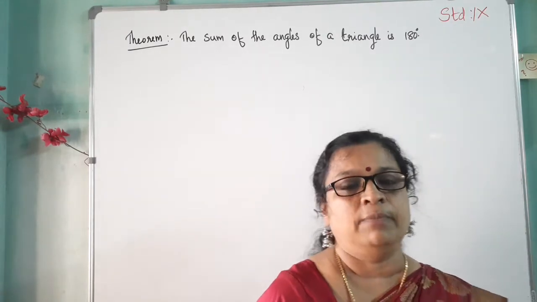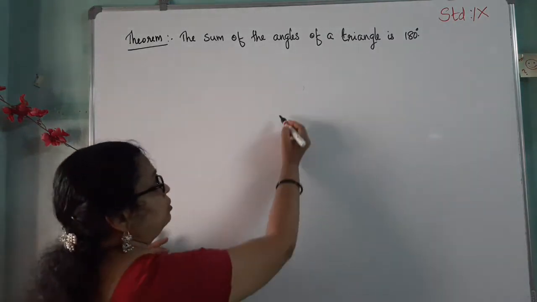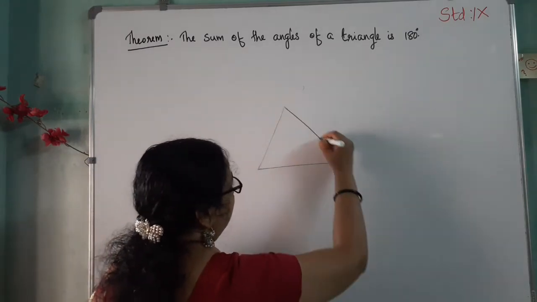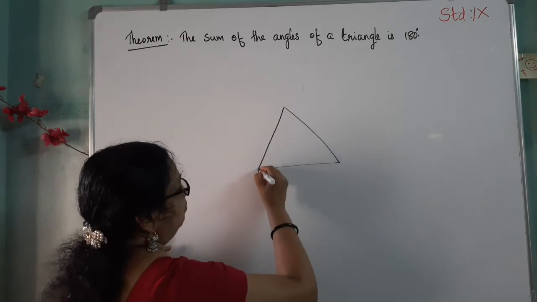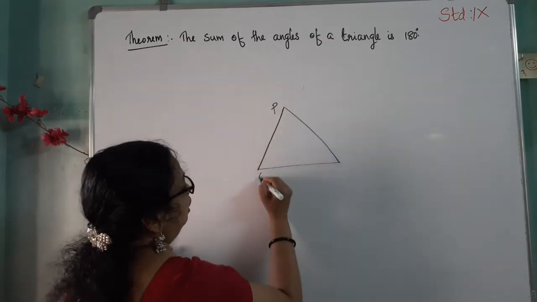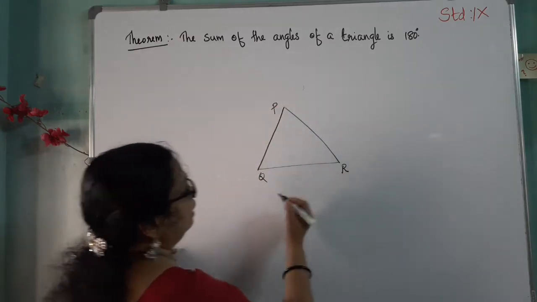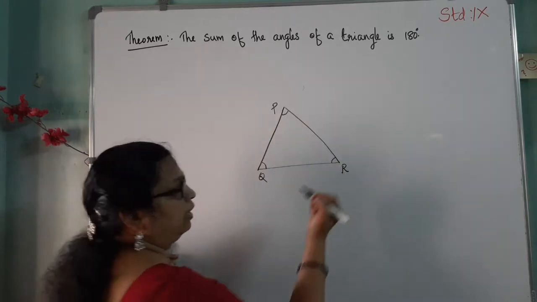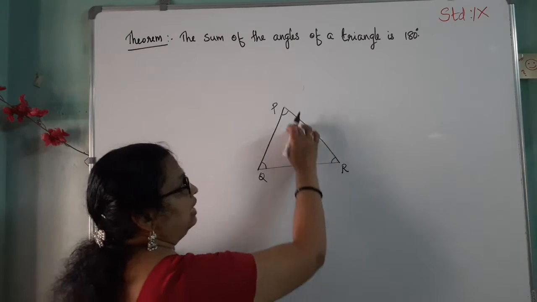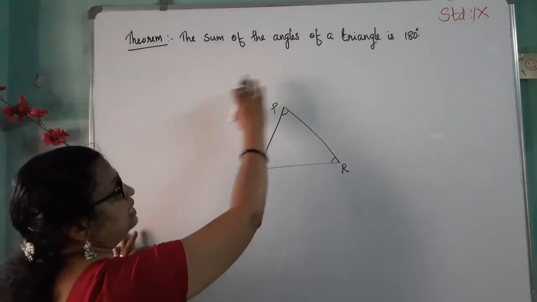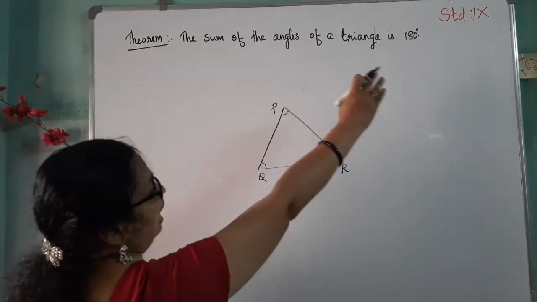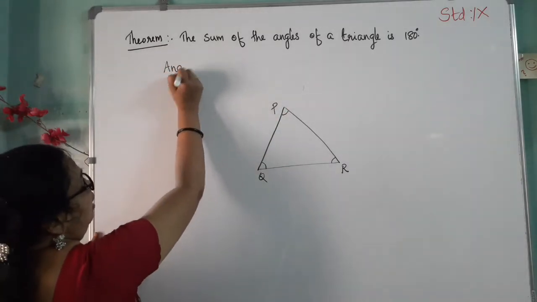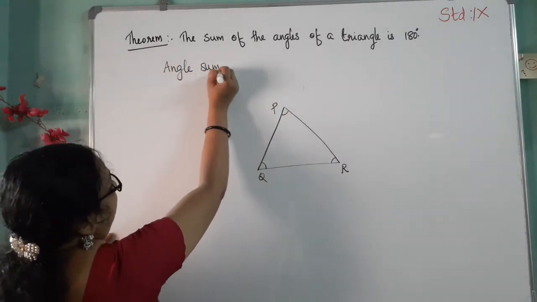That is this theorem. Suppose a triangle, let it be P, Q, R. Then angle P, angle Q and angle R, when added, give 180 degrees. That is the theorem: the sum of the angles of a triangle is 180 degrees. That is called the angle sum property.